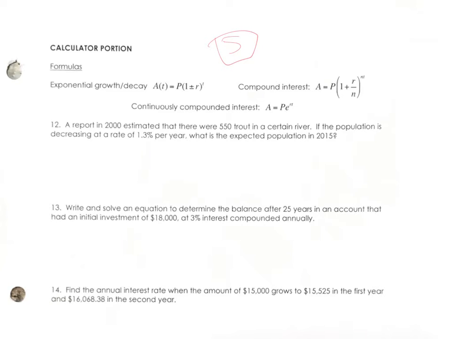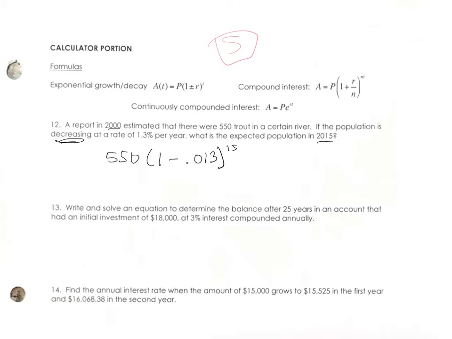So for problem number 12, this is exponential decay because it's decreasing. Decay is the subtraction one. So the initial population of 1 minus your percentage rate. Make sure you are careful with the decimal. 0.013 to the 15th power, because it has been 15 years from 2000 to 2015.